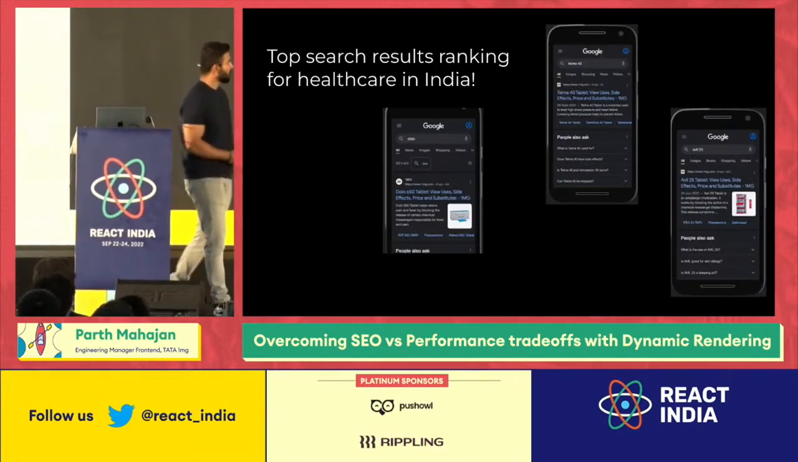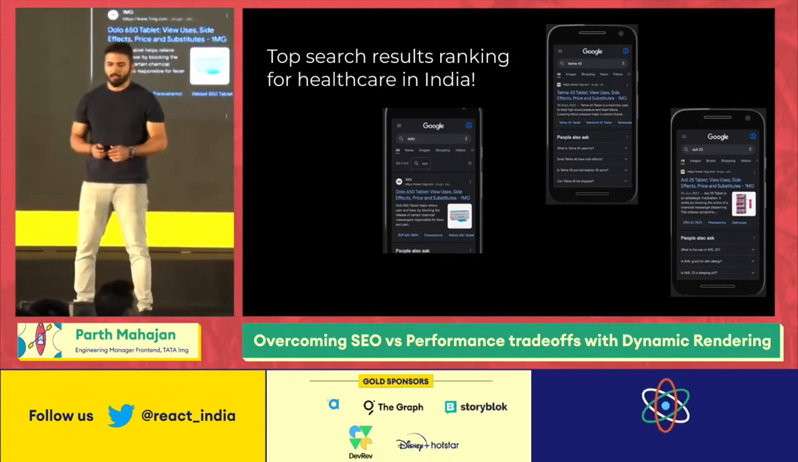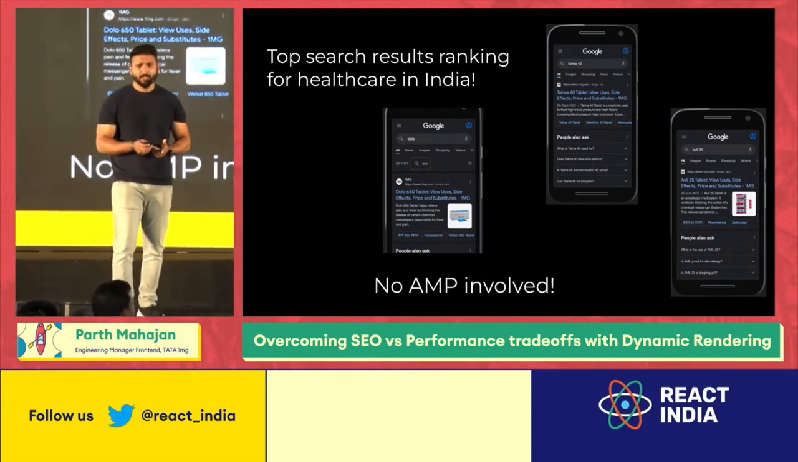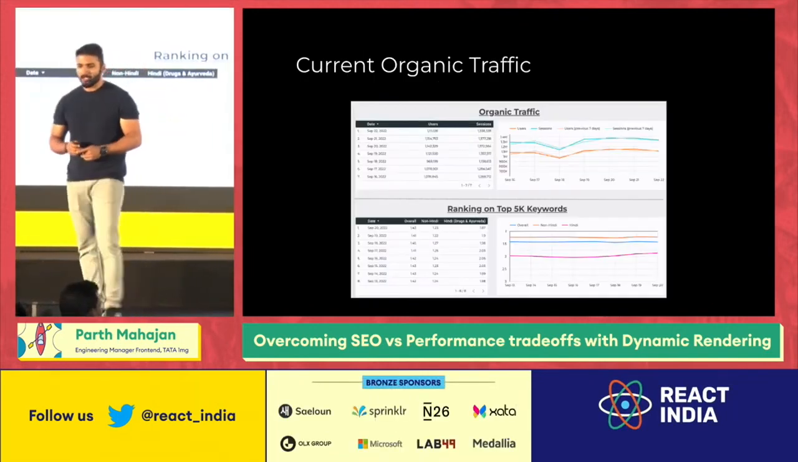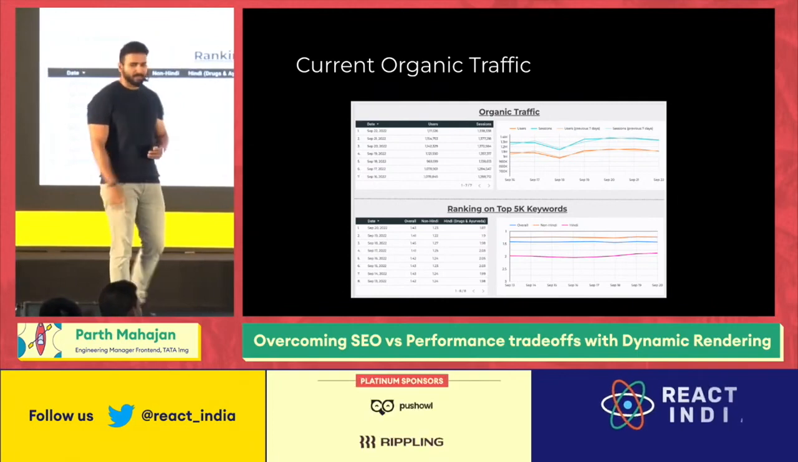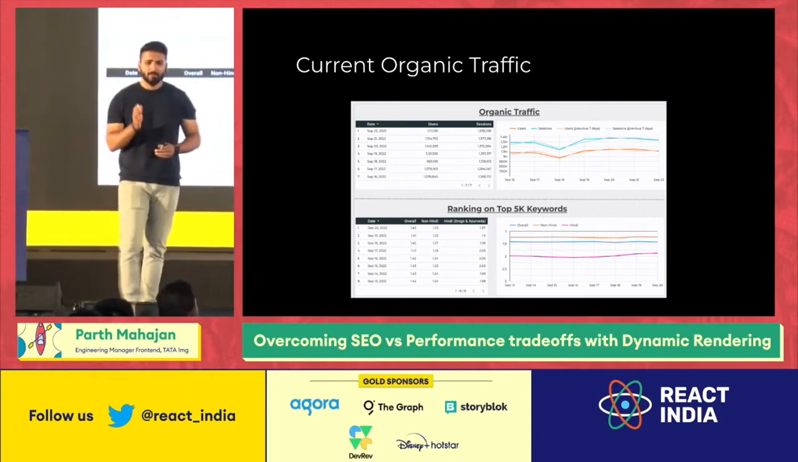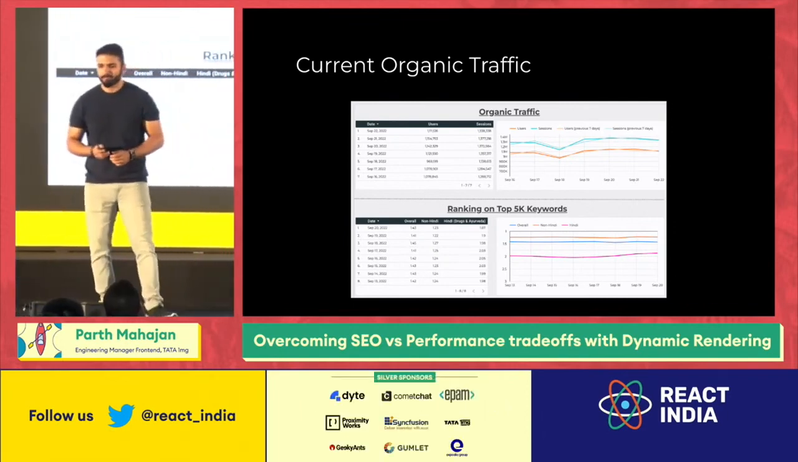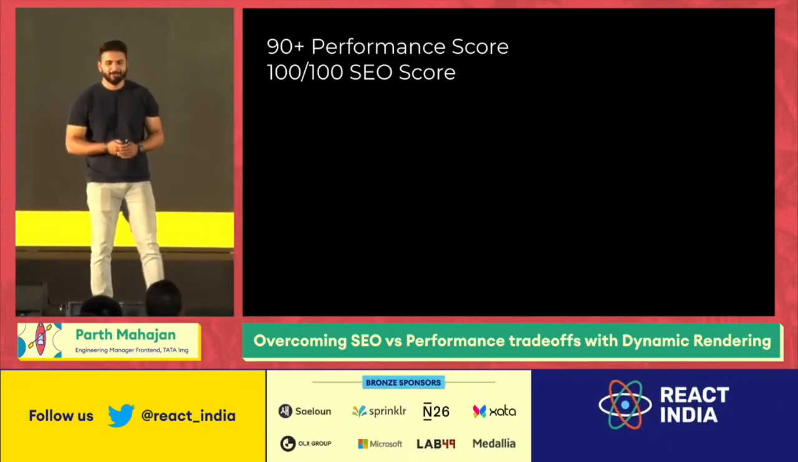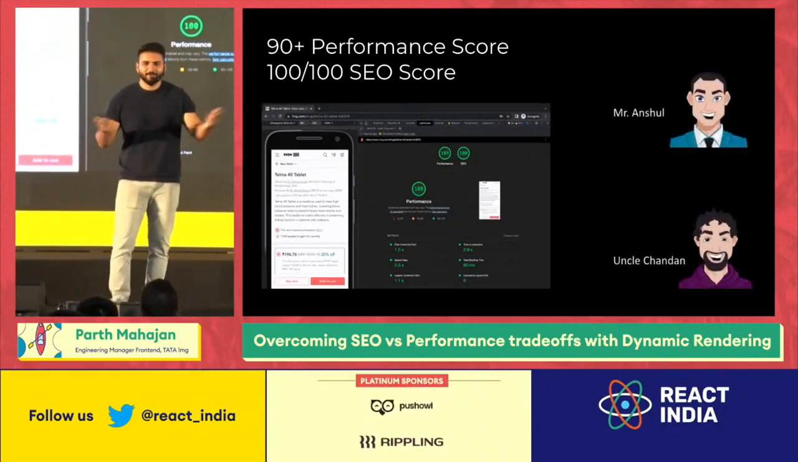So again, quickly going through the results, we are topping the search results for most of the medicine searches out there, and that is with no AMP involved. Our current organic traffic, if we have a look at it, is increasing, and for the top 5,000 keywords, we are ranking first or within 1.5 on the SEO. And getting a 90 plus in performance score. In fact, we are getting 100 now. So this makes everyone happy in the end.